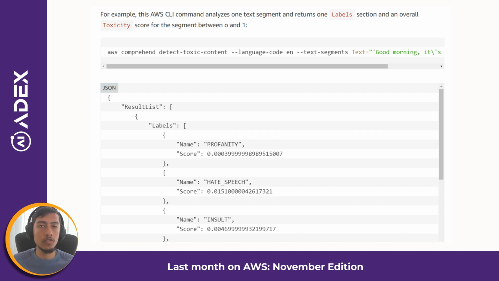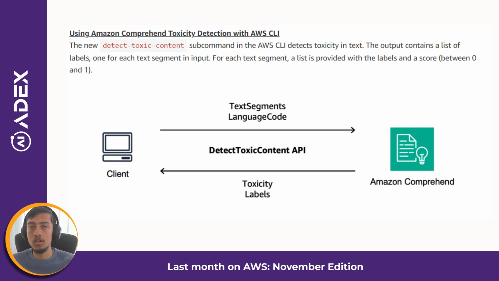So these are really useful features if you want to detect toxicity in your own content or if you want to analyze toxicity in the responses of the different LLM models. So that is a really wonderful addition to the suite of features that Amazon Comprehend already offered. It is now available in 4 different AWS regions: US East, US West, Europe, and Asia Pacific.